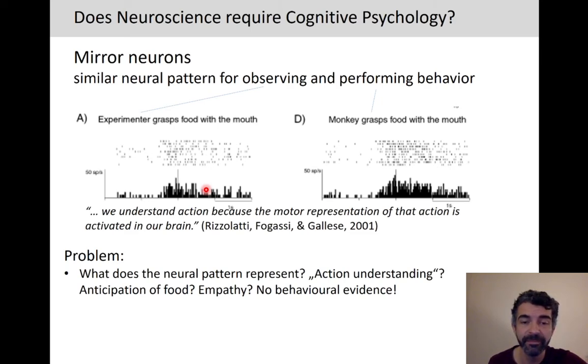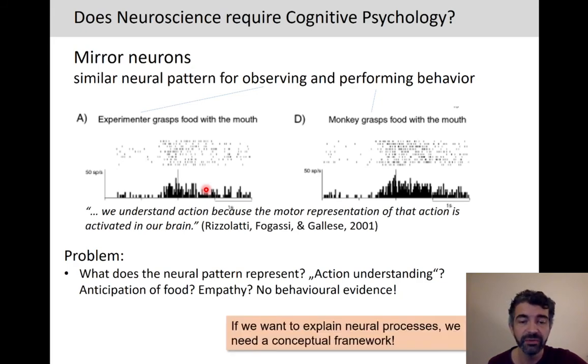Is it empathy? There's no behavioral evidence. And you need behavioral evidence to back this up and better understand what it is. Otherwise, you may have some conclusions that are not backed up sufficiently with behavioral data. So if we want to explain neural processes, we always need a conceptual framework.